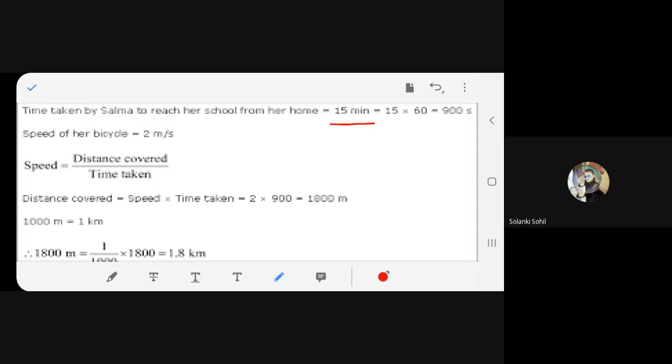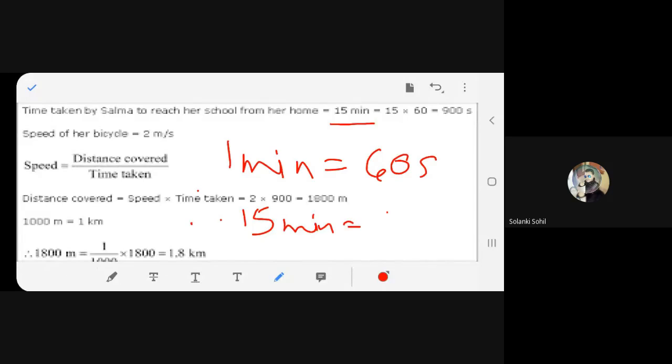15 minutes. You know that whenever we are solving any numerical or any problem, we have to do some conversion. What is that? Minutes never remain the same. They have to be converted to seconds. When we talk about converting to seconds, we know 1 minute is equal to 60 seconds. You agree? Therefore, 15 minutes will be 15 into 60. Agree?